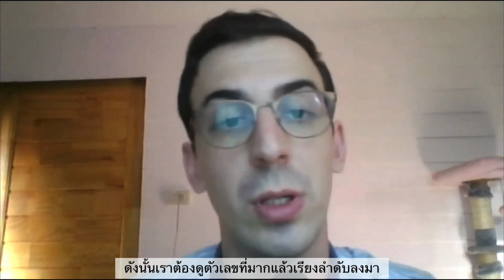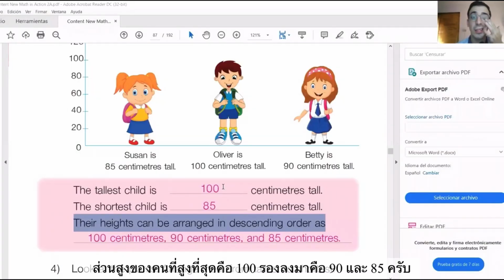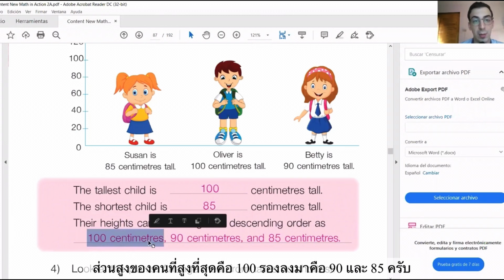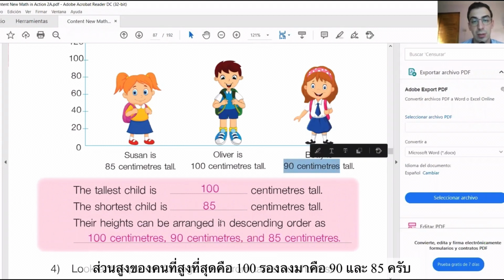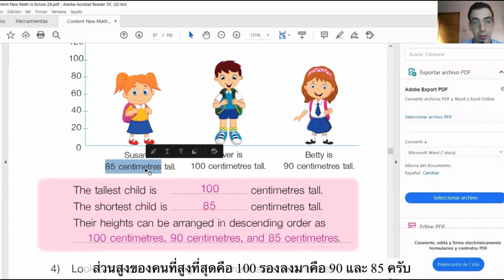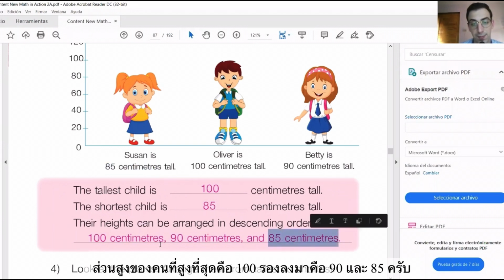So let's go back to the book. Okay, here we are. The highest, the tallest is 100. So first we write 100 centimeters. Then we got 90 centimeters. So we write 90 centimeters. And finally, we have 85 centimeters. So here we have 100 centimeters, comma, 90 centimeters, comma, and 85 centimeters.